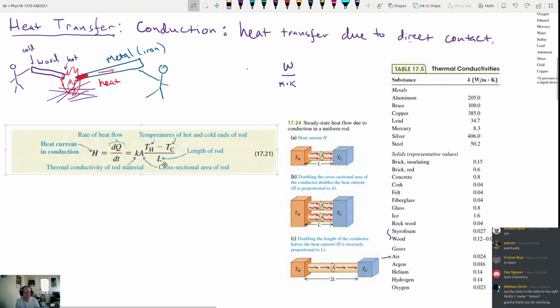And finally, how far are we actually trying to send the heat? This is where this picture comes in. We have a hot object, a cold object, and something connecting the two of them. The thing connecting them has a cross-sectional area A and a length L. These pictures show that doubling the cross-sectional area of the conductor doubles the amount of heat, not too surprising. And doubling the length of the conductor slows down the heat flow because the heat has to go through a larger distance.